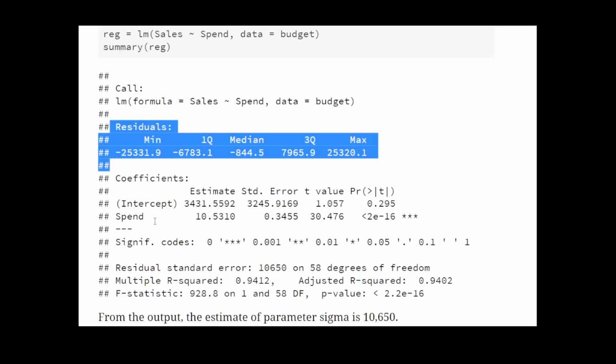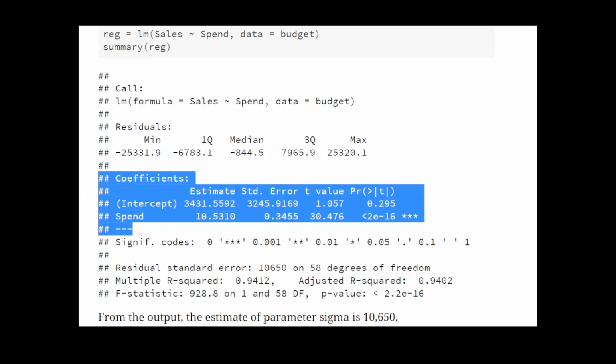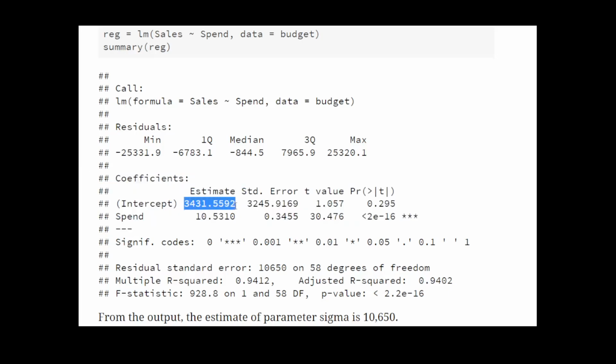Now this is the key part of the model. This is where we get the regression coefficients. Here they are. That's the intercept estimate, 3431.5592, and the slope estimate. This is a simple linear regression model, so we can just call it slope and intercept, 10.5310. The key things here are the standard errors. They're interesting enough, but essentially they are used to calculate the test statistics in this column, 1.057 and 30.476. And these test statistics are used to calculate the corresponding p-values.